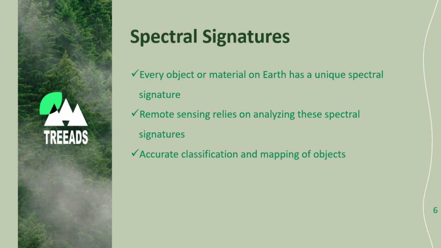Every object or material on Earth has a unique spectral signature, which refers to the pattern of energy reflection or emission across different wavelengths. Remote sensing relies on analyzing these spectral signatures to identify objects, including vegetation, water bodies, and burned areas caused by wildfires. Understanding the spectral signatures of different materials allows for accurate classification and mapping.